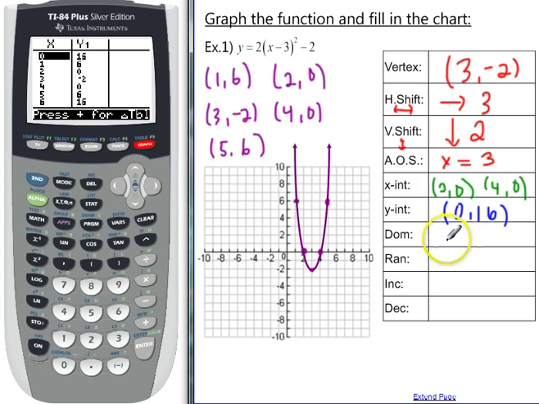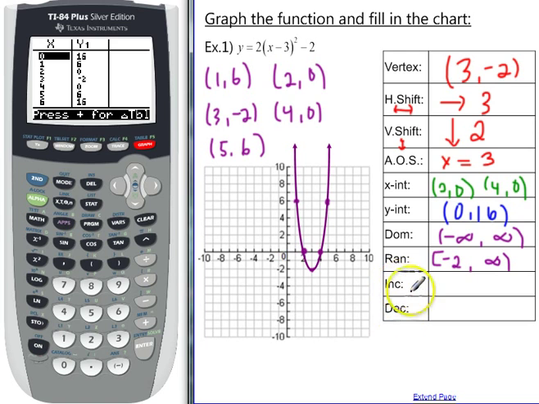So we can go ahead and fill in our domain and range. Remember, domain is how far left is our graph going to go and how far right. So on our X values, our graph is always going to go to the left and it'll always go to the right. So our domain is going to be from -infinity to +infinity. For the range, you want to look at the lowest Y value first. So the lowest Y value is going to be -2 right here at the vertex. So our range is going to go from -2, and since our graph is always going to go up, it's going to go out to +infinity.